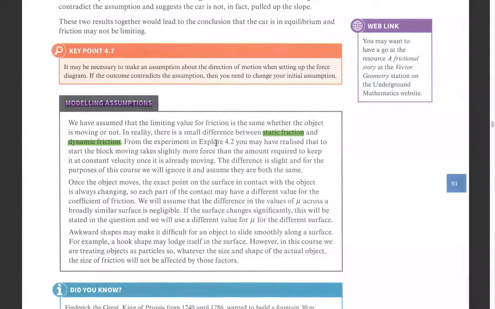From the experiment, you may have realized that to start the block moving takes slightly more force than the amount required to keep it at constant velocity once it is already moving. It is just talking about what I explained. The difference is slight, and for the purpose of this course, we will ignore it and assume they are both the same. Okay, that's just explaining what I was talking about. Once the object moves, the exact point on the surface in contact with the object is always changing.